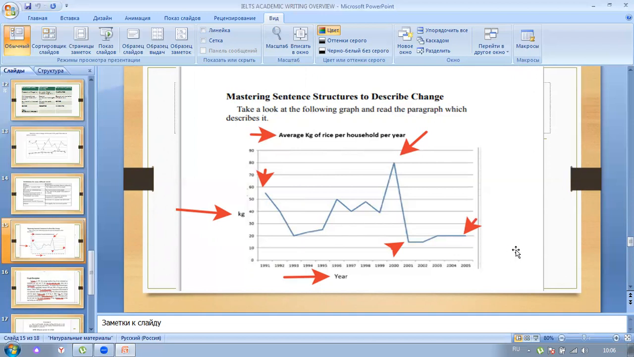You guys don't have to write immediately when you see a line graph. No, guys. The first thing you have to do is pay attention, analyze, and summarize. Okay. You have to analyze the task first and understand the task first. Then you can go on with writing.